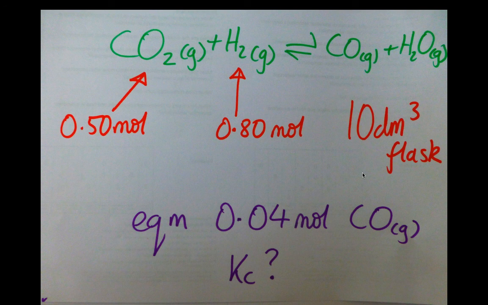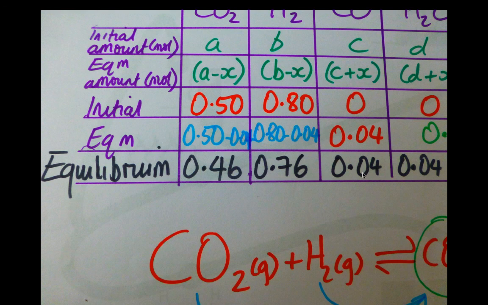Okay, so we know that we started off, if we go back to what we know at the beginning, with 0.5 moles of this and 0.8 moles of this, and we've been told that it's in a 10 decimeter cubed flask. But we also know that to calculate Kc, we need a concentration, not the number of moles. So this bit's quite important. So to go from the number of moles, we need to divide by the volume.